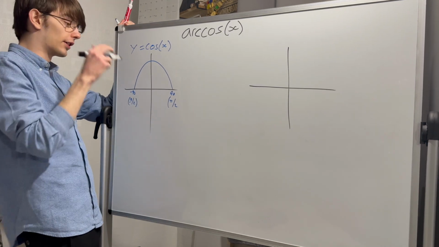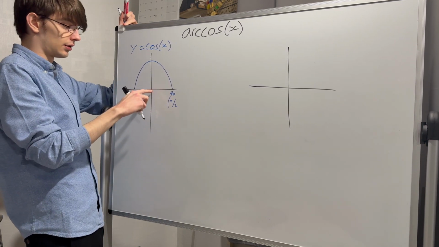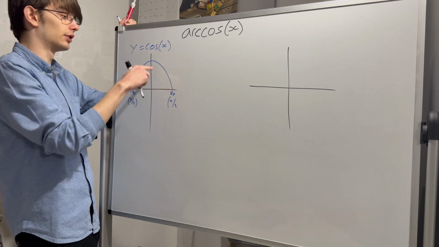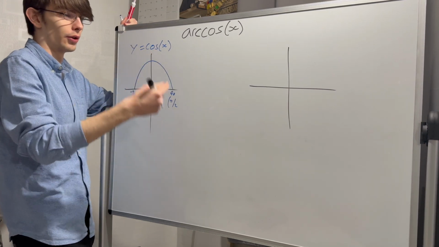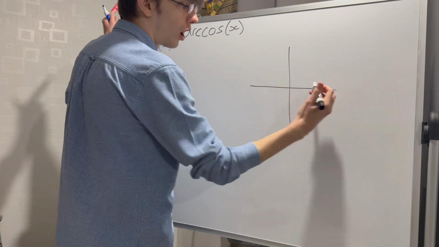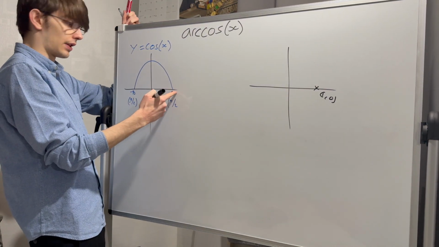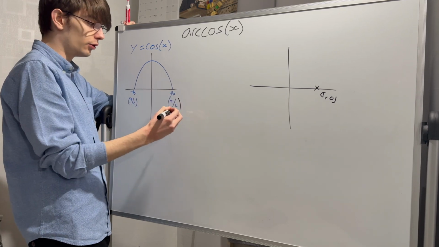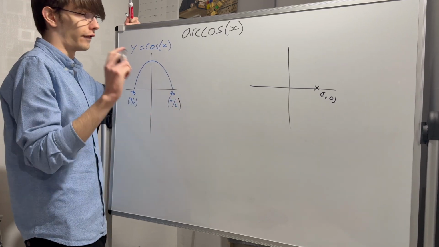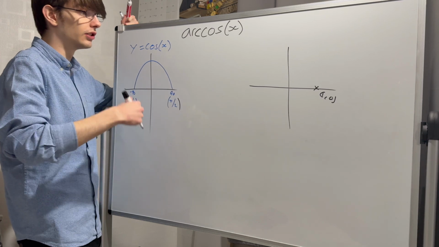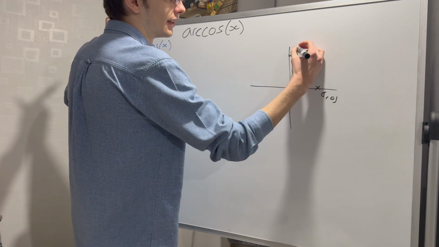So very quickly, what's happening at x is 0? Well, at x is 0, y is 1. Flip those. At x is 1, y is 0. So I'm going to be at this point. And then here, at x is 90 or pi by 2, y is 0. Flip it. Y is pi by 2, x is 0.